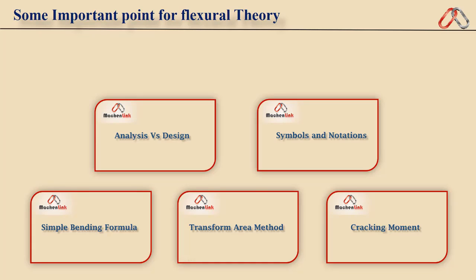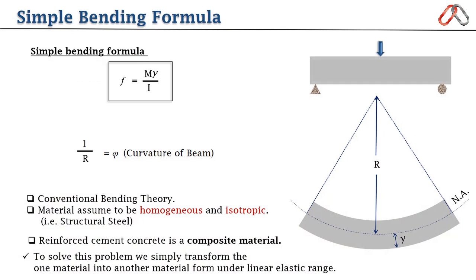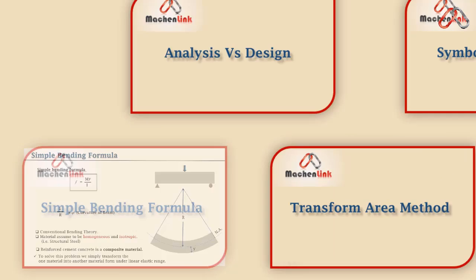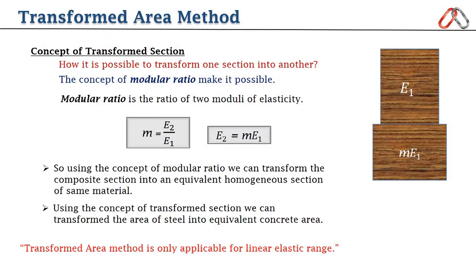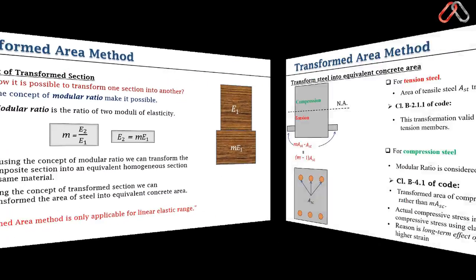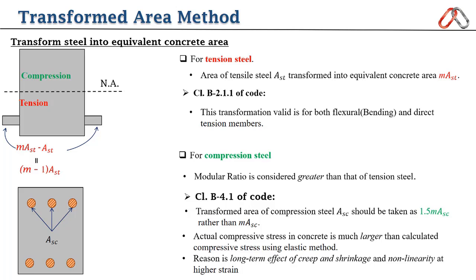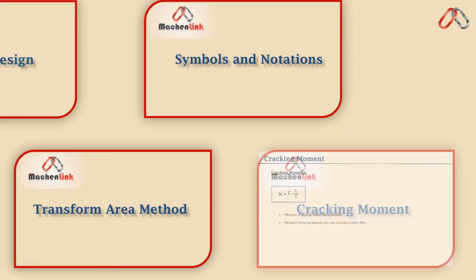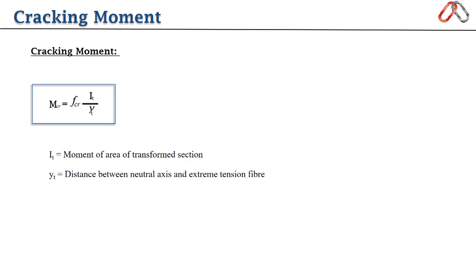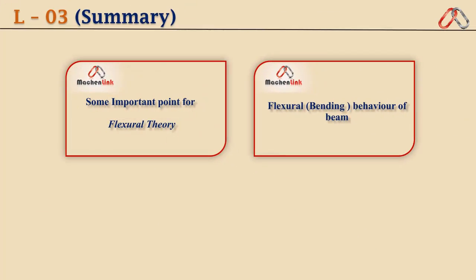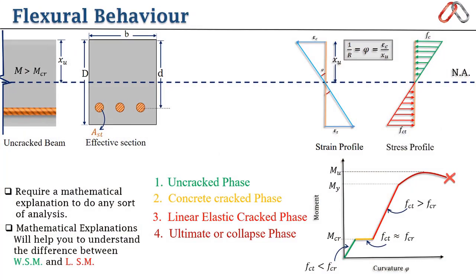After that, we have learned about simple bending formula, which is derived assuming the materials to be homogeneous and isotropic, but we cannot apply this formula directly. That's why we use the concept of transform area method to transform the area of steel into equivalent concrete area. After that, we have learned about cracking moment, the moment at which first crack is induced in the tension zone of concrete.